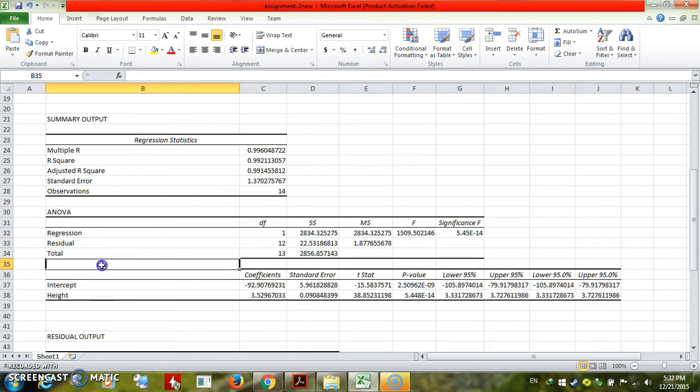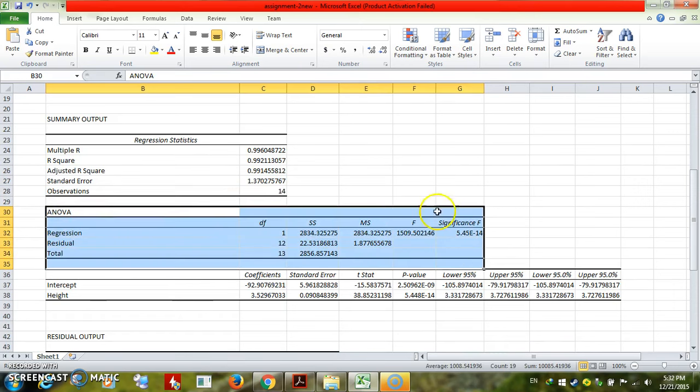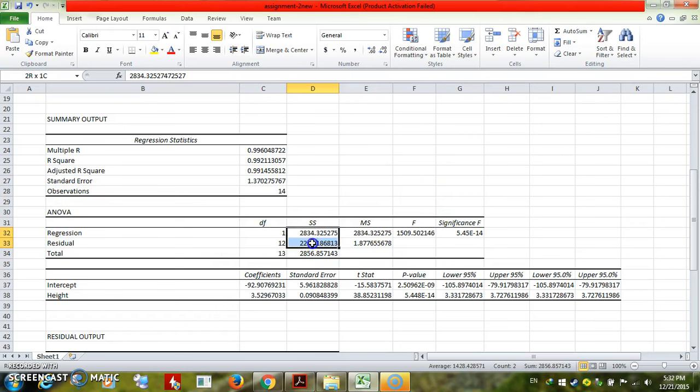So we look at the ANOVA data. This is the data for the regression sum of square and the residual sum of square. The residual sum of square is around 22 point something, and the closer the residual sum of square to 0, the better the data of the analysis. So here it is 22, which shows that the data is okay. If it is higher than around 100, it is bad.